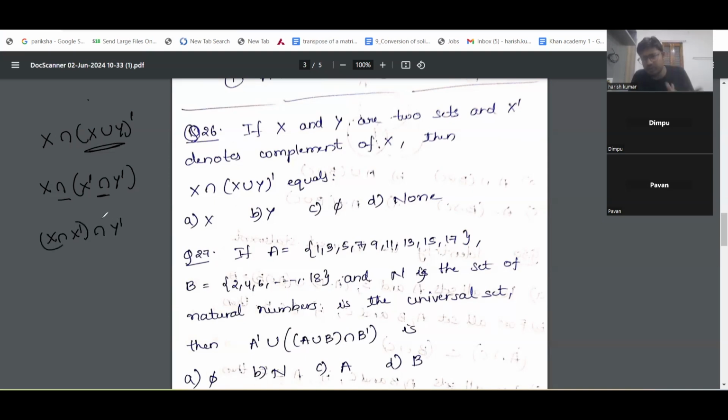Again, there is no need for us to remember the name, right? We should be able to apply the logic. That's it. Now what is X intersection X complement? There cannot be anything in common between X and X complement. So this is phi. Phi intersection Y complement: anything intersected with the null set will be the null set only, because there is no element in the null set, so there can't be anything common. So the answer is the empty set. Correct.